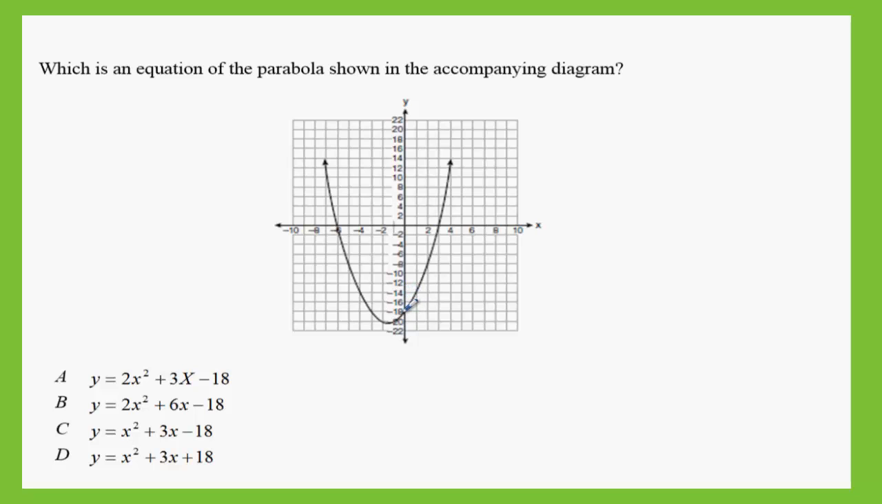In this case, the y-intercept here is negative 18, where x equals 0. So the point here is (0, negative 18). When x equals 0, y equals negative 18. Look at those choices here. When x equals 0, that's 0 plus 0 minus 18, and y equals negative 18.